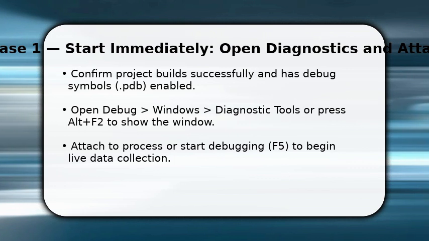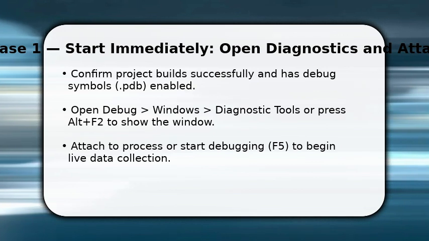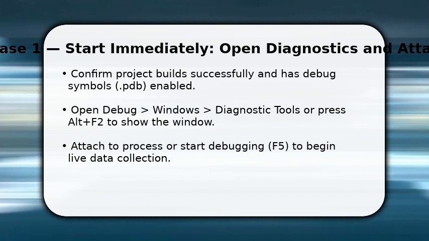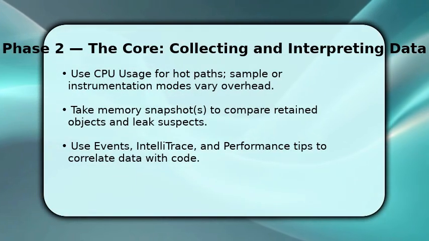While the app runs, enable the specific collectors you need, like CPU sampling or memory snapshots, so you capture targeted, actionable diagnostics from the first second. Once data streams in, focus. Switch CPU profiler to sampling for low overhead or instrumentation for precise timings. Choose based on test tolerance.